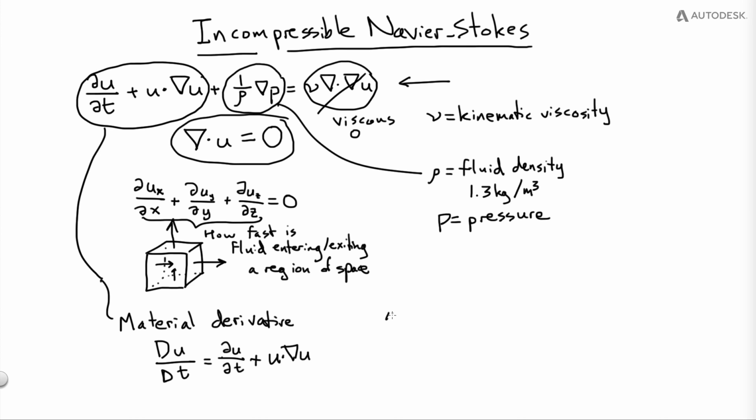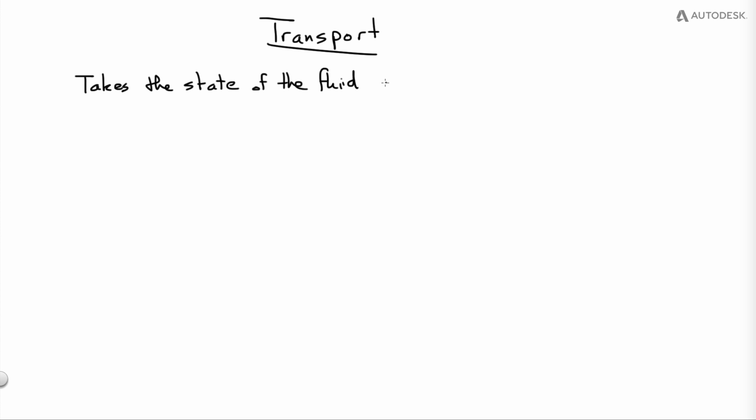I mentioned this word transport. Let's look at that next. This is a critical part of our solver. Like many fluid solvers in graphics, we break up the momentum equation into different stages, and transport is one of the most important. This takes the state of the fluid and basically flows it through the grid or the tile tree to the new time step.